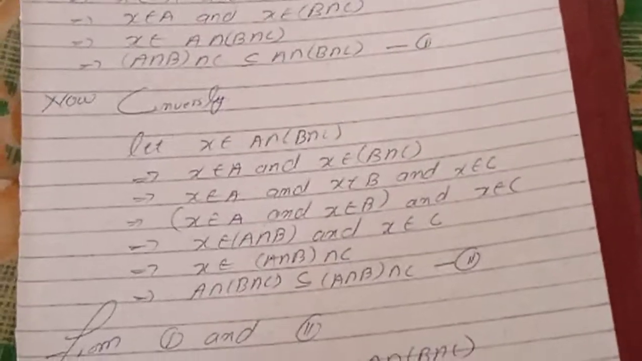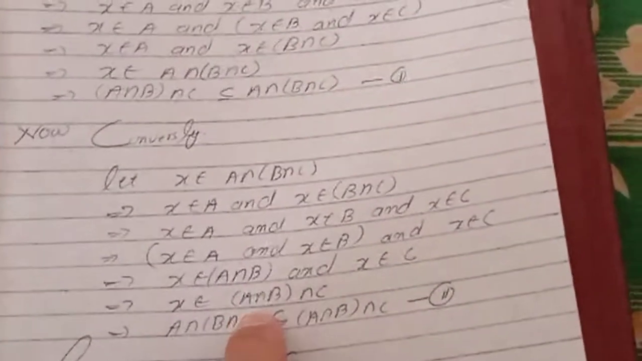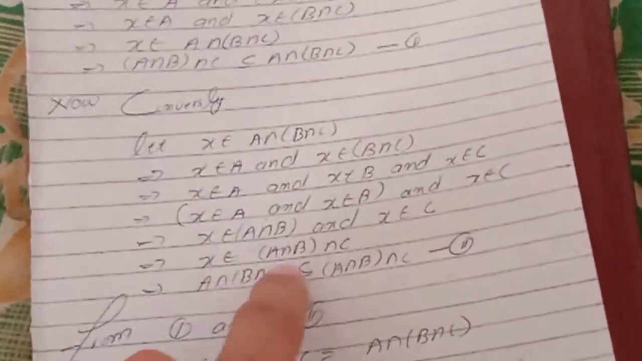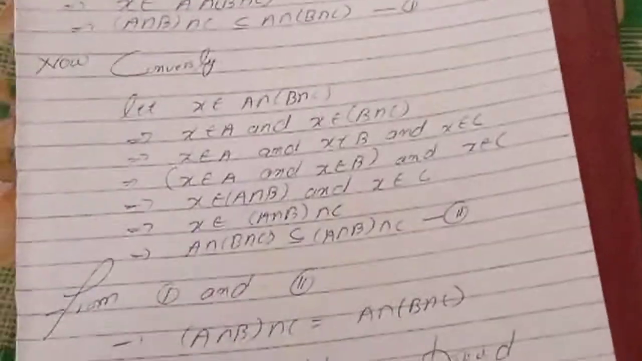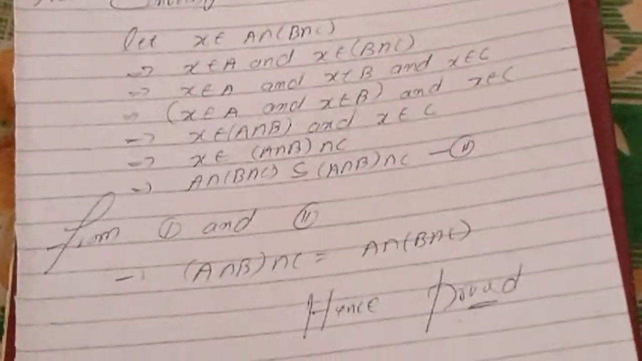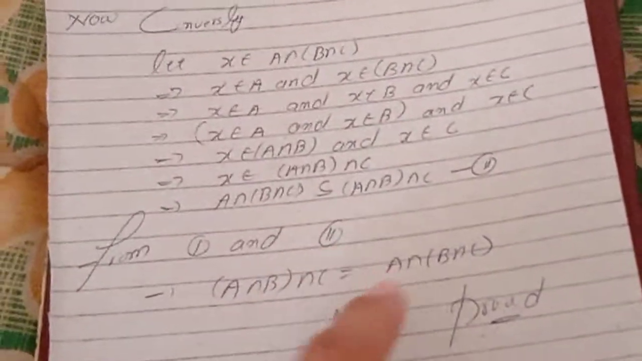So we take an element in A intersection B intersection C and return in A intersection B intersection C. So this means that A intersection B intersection C is a subset of A intersection B intersection C. So from 1 and 2, by the theorem of equality of two sets, this means that A intersection B intersection C is equal to A intersection B intersection C.